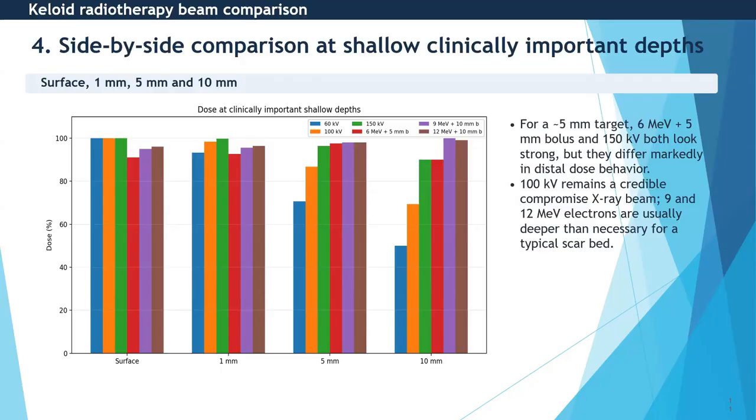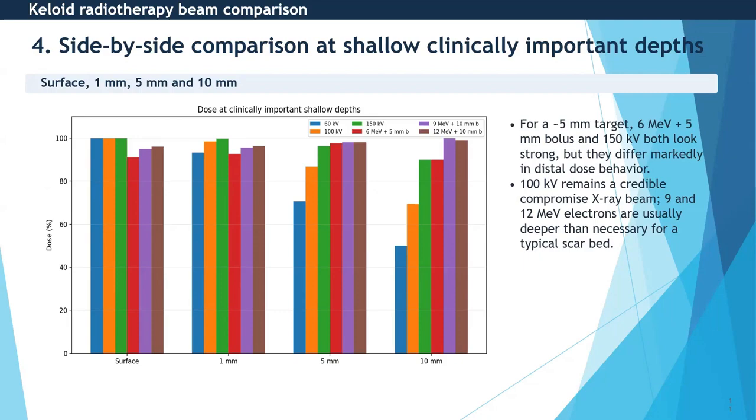The 100 kV is about 86.7%, and the 160 kV is still quite close to 100%. When one drops to 10 millimeters deep, one can see the significant differences occurring. Looking at the electron beam, you can see all of those are less than 100% under the bolus, although they're over 90. They gradually climb up with depth, and then they begin to drop.